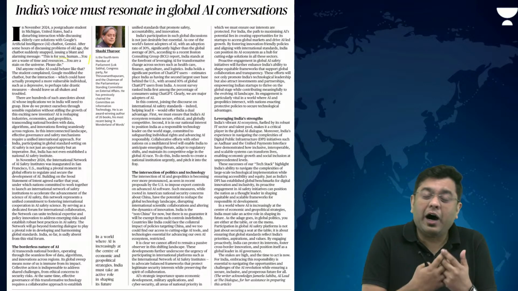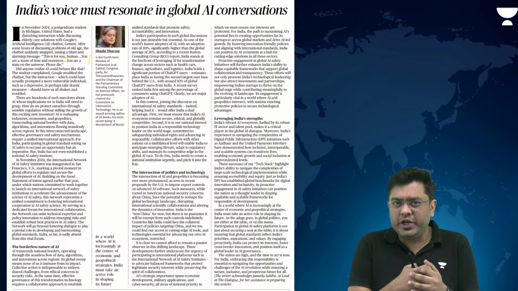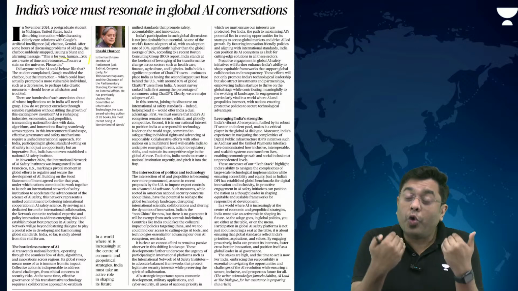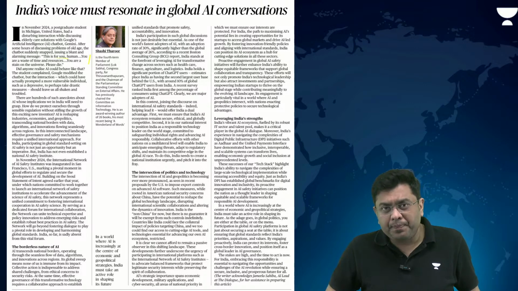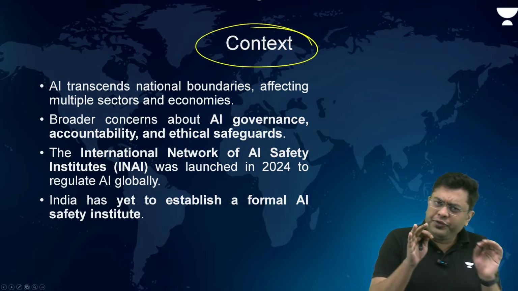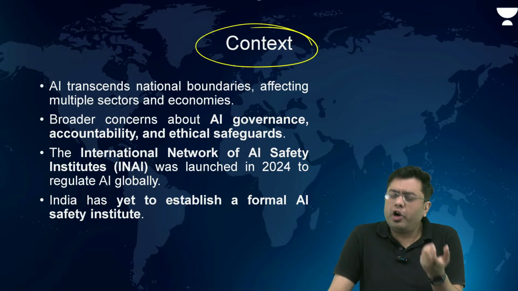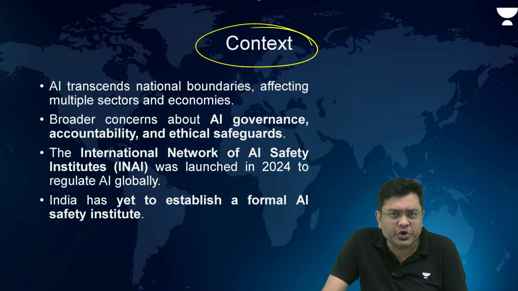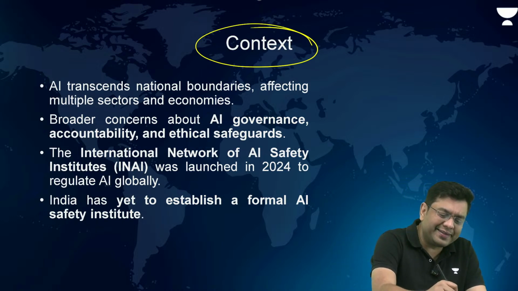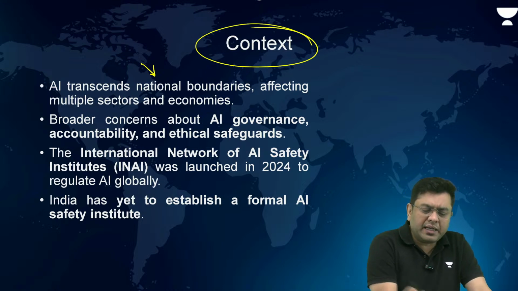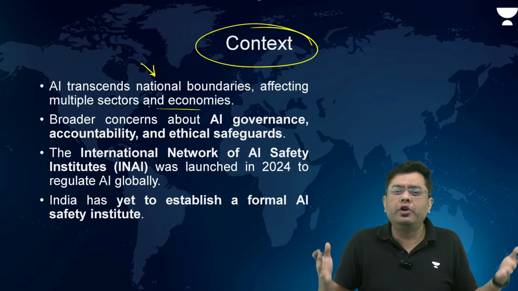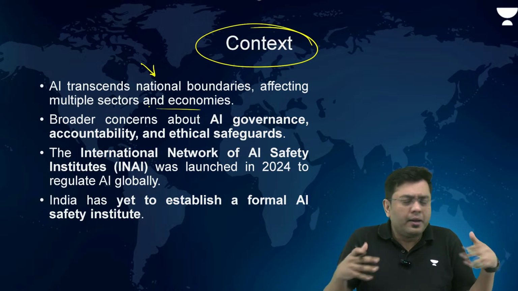Why and how India should be a part of the global initiative for regulation and governance of AI structures, and what is the role that India can play going ahead. So first of all, the context. You see, AI is not restricted to any national jurisdiction. It is not a territorial phenomenon. It transcends national boundaries, impacting multiple sectors and economies. It is not that India will take a stance that we won't allow penetration of AI in our country because we want to protect.